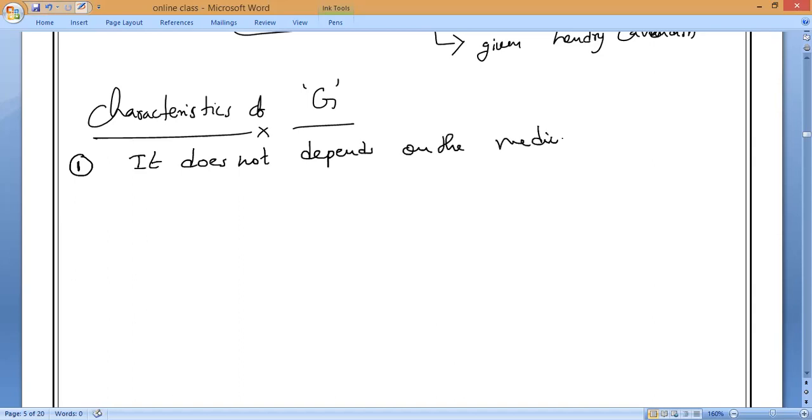Medium means what? It may be a solid medium or a liquid medium or a gaseous medium, or we can say no medium, which means vacuum.